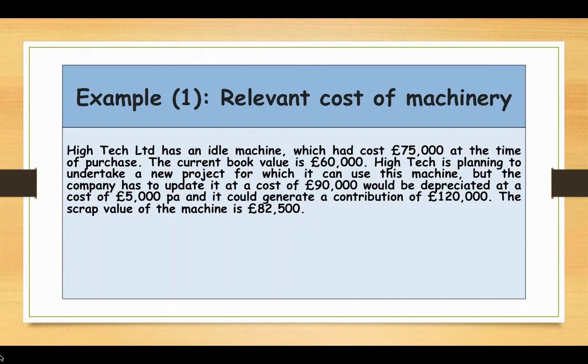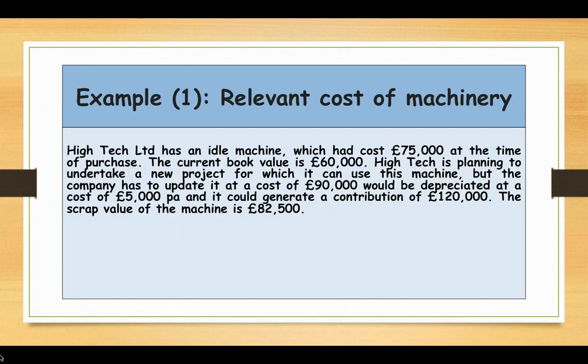So the 60,000 is also not relevant. High Tech is planning to undertake a new project for which it can use this machine, but the company has to update it at a cost of £90,000. So this £90,000 is a relevant cost. The question continues, it would be depreciated at a cost of 5,000 per annum. So this depreciation is not a relevant cost. We all know depreciation is not a cash flow, so this 5,000 should be ignored.